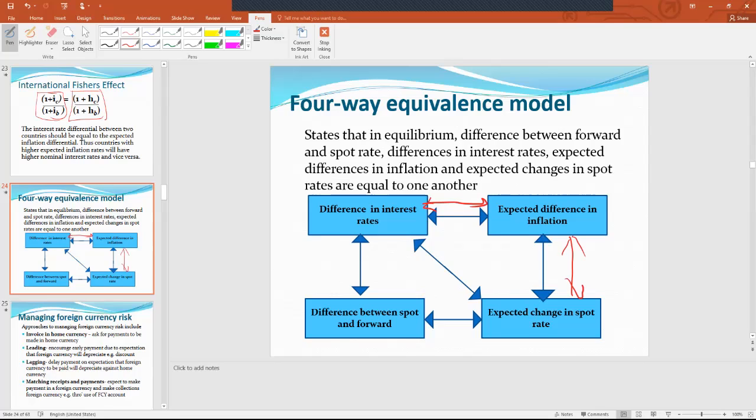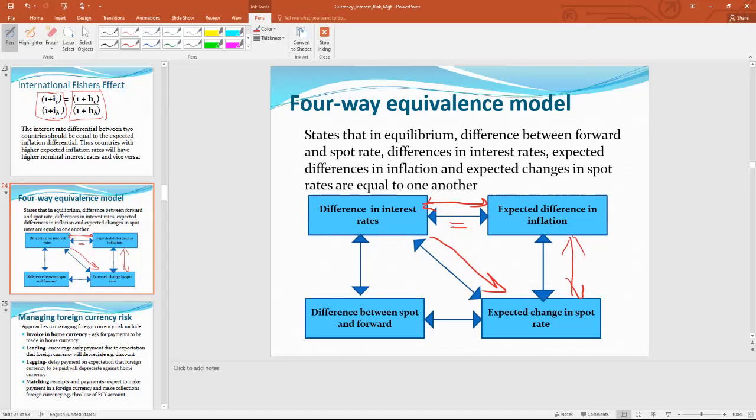Since this difference is equal, the difference in the nominal rate can be used to explain the change in the spot rate, as you just mentioned. And as per the theory of expectation, we have said that the change in the spot rate can be used as the unbiased predictor of the forward rate, or saying the forward rate can be used as the unbiased predictor of the future spot rate.